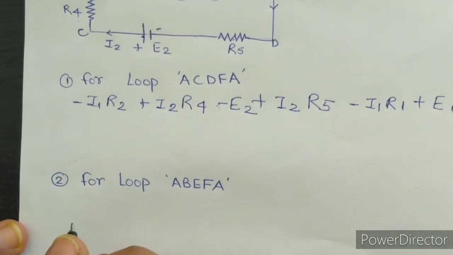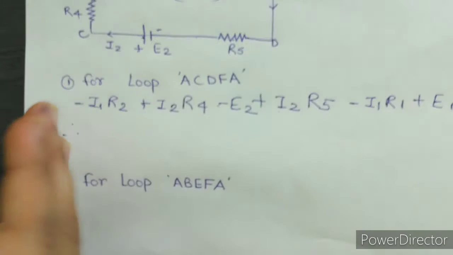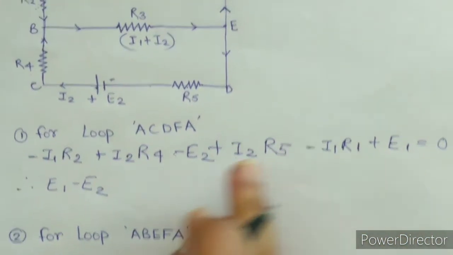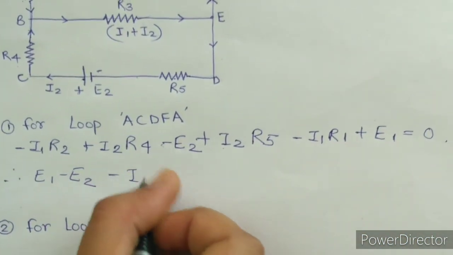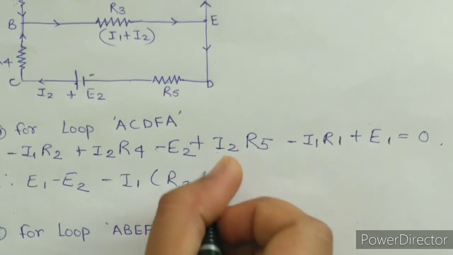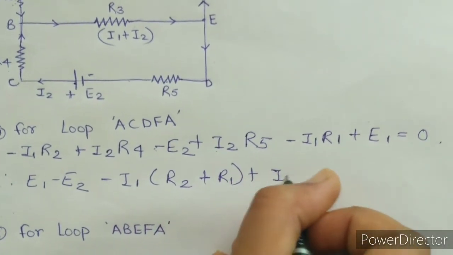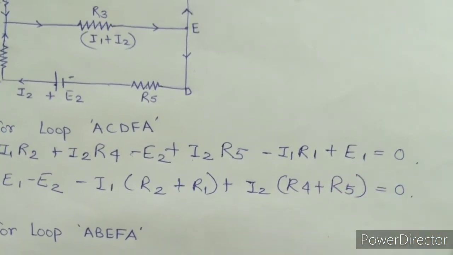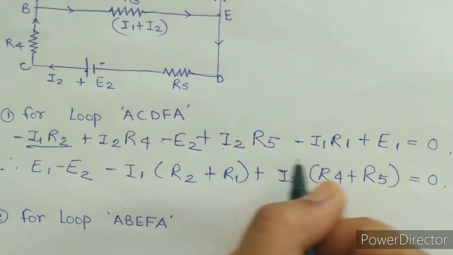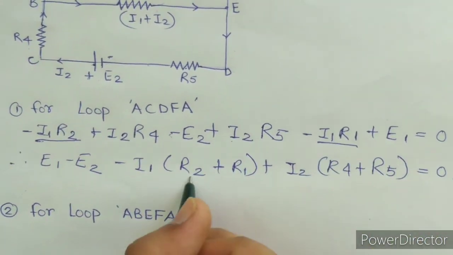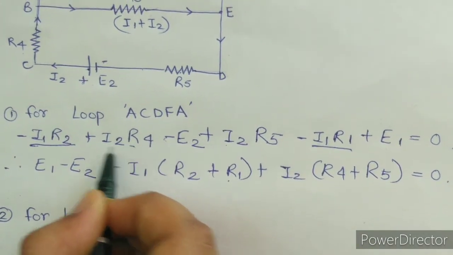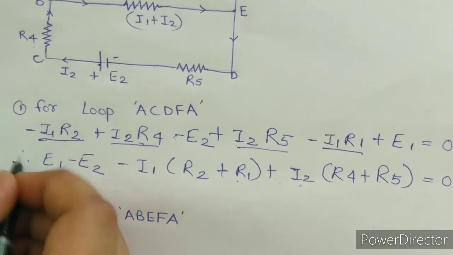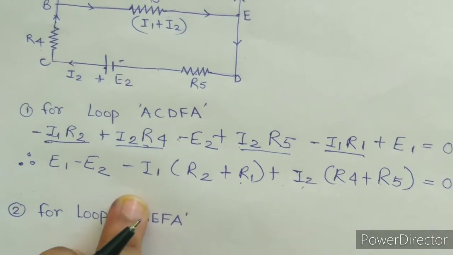And now further if we simplify by taking some terms common, it would be E1 minus E2, then minus I1 in brace R2 plus R1, plus I2 in brace R4 plus R5, is equal to 0. I have taken this term and this term together, so I get R2 plus R1, and for I2, R4 plus R5. So this is the simplified algebraic expression according to voltage law.